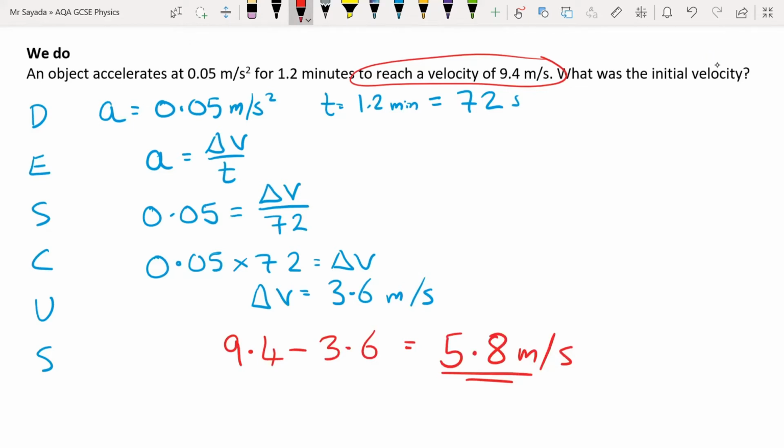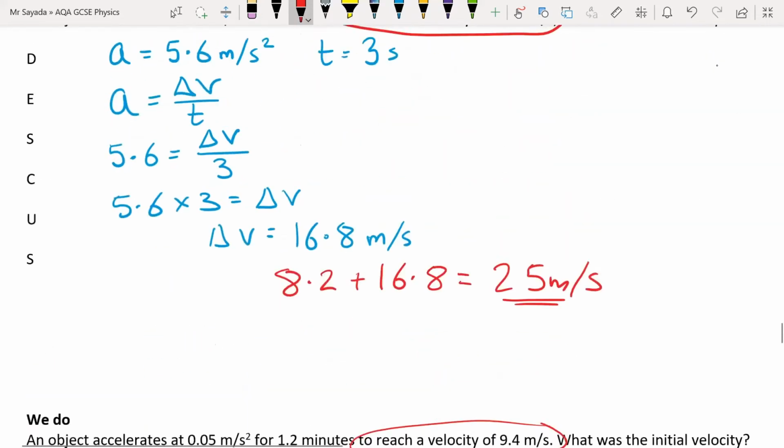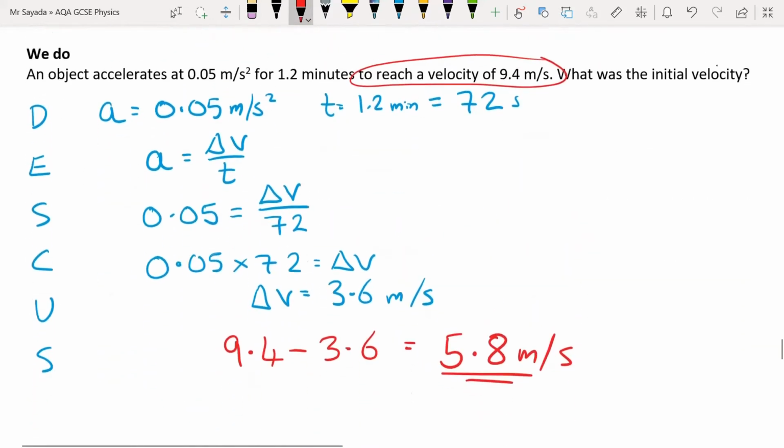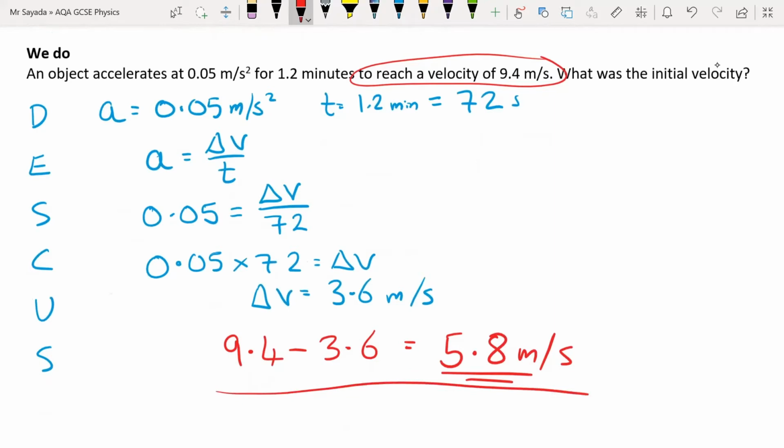So just to compare those two questions before we move on, in this question, you were given the initial velocity and you had to find the final velocity. So you had to add the change in velocity to the initial velocity, which we did over here. And in this question, you were given the final velocity and you had to find the initial velocity. So we did the final velocity minus the change in velocity, which we did here.